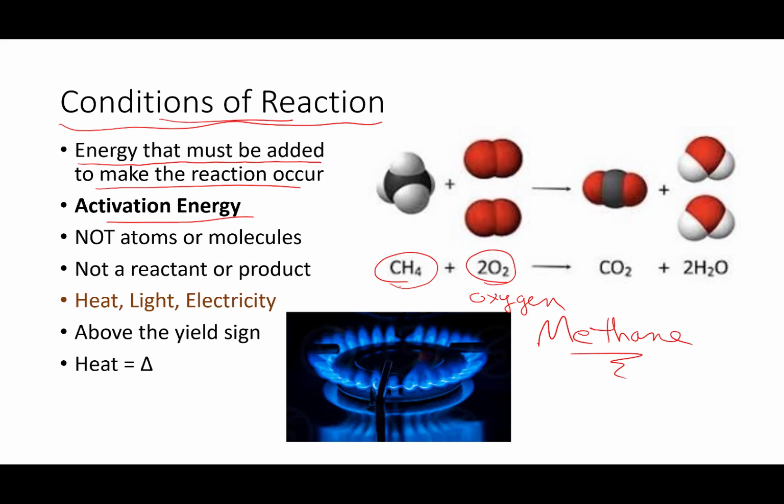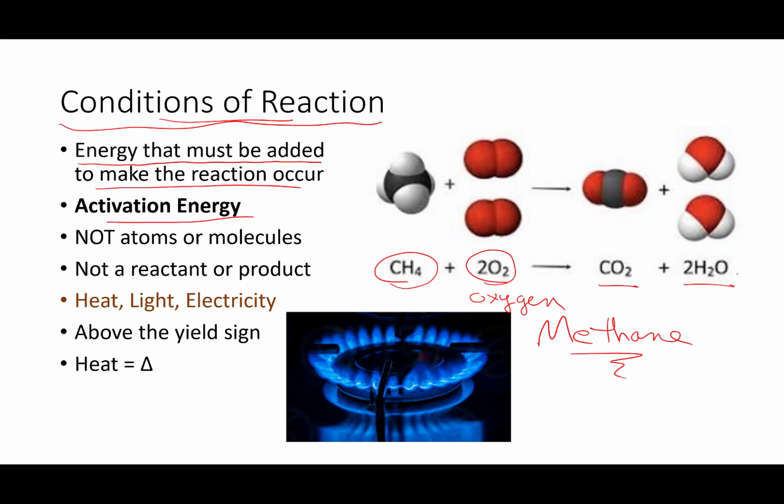You have to hit it with some sort of a striker. Usually in a gas stove, there's an internal striker that will ignite the methane with the oxygen. And when those two combust, the products are carbon dioxide and water vapor.